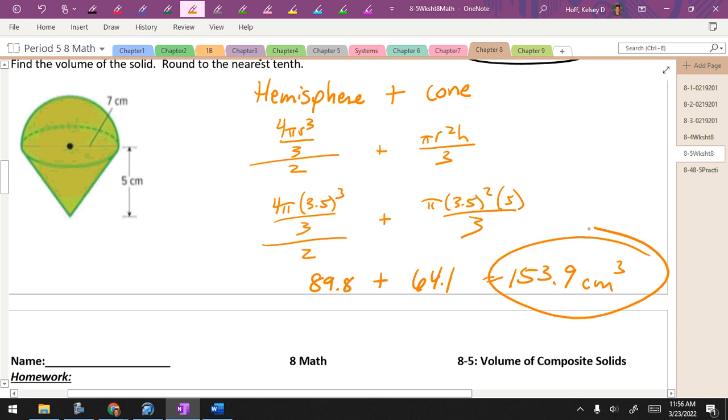Truthfully, this is an extension. You're not really learning anything new, agreed? You're still working with volumes. We just have to know, do we add them together? Do we just subtract them? And being able to identify those shapes.